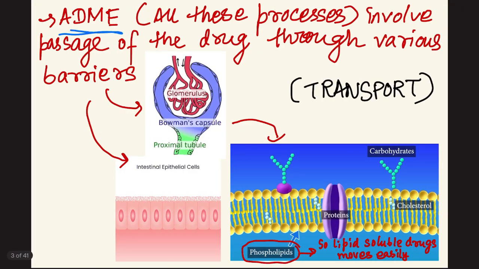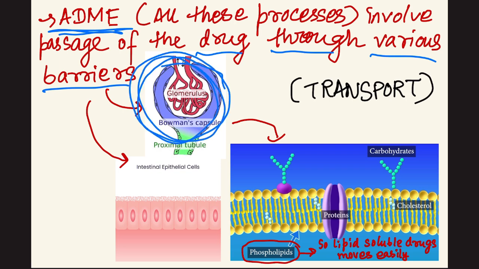For all these processes, absorption, distribution, metabolism, the drug has to cross through various barriers. Suppose if it is to be excreted out of the body via urine from the kidney, it has to cross the glomerular basement membrane. Suppose if it is to be absorbed from the intestine into the blood circulation, then it has to cross the intestinal epithelial cells. And for all these cells, we know they have a membrane which is called the biological barrier, that is nothing but the cell membrane.